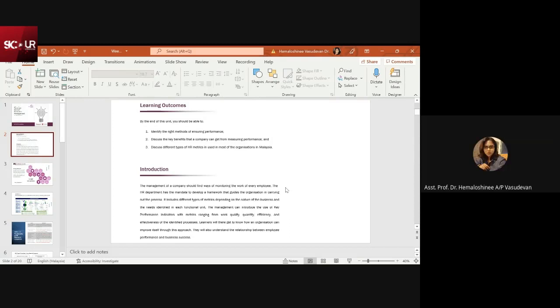How do they do the measurement for the performance?